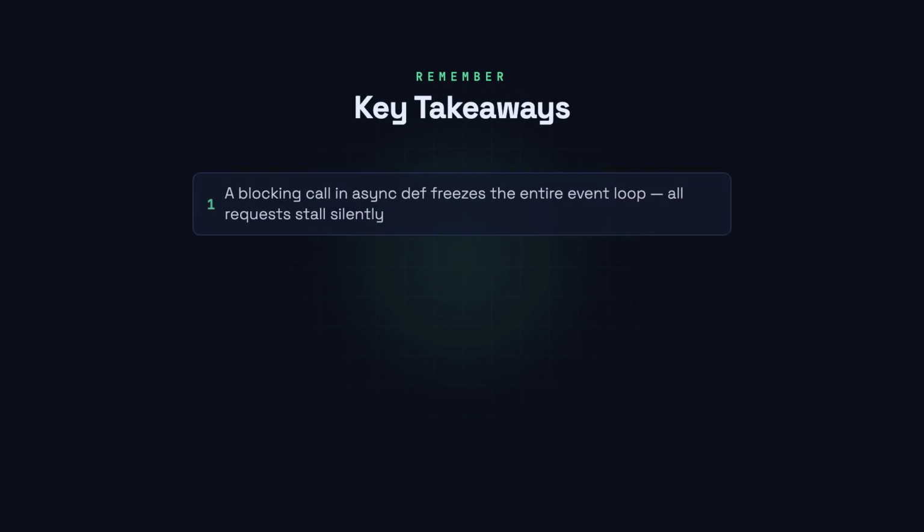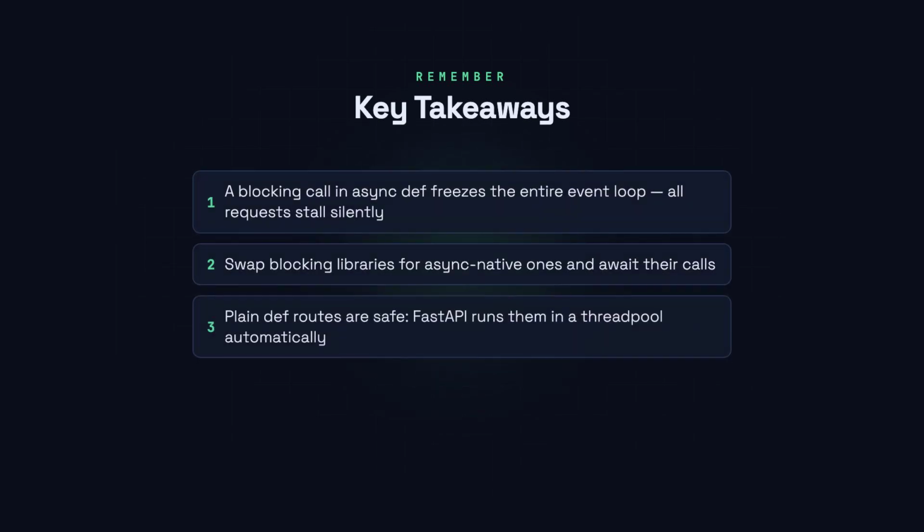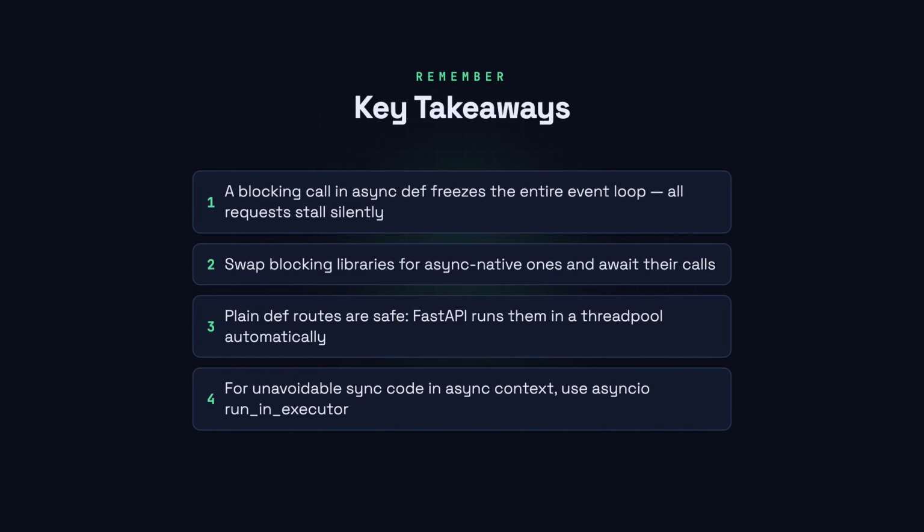To summarize, the async event loop is powerful but fragile. One blocking call breaks the concurrency for everyone. The fix is always one of 3 things. Use an async library and await it, drop to a plain def and let FastAPI's thread pool handle it, or manually push the work off the loop with run_in_executor. Pick the right tool for the type of IO you actually have, and your API stays fast under load.